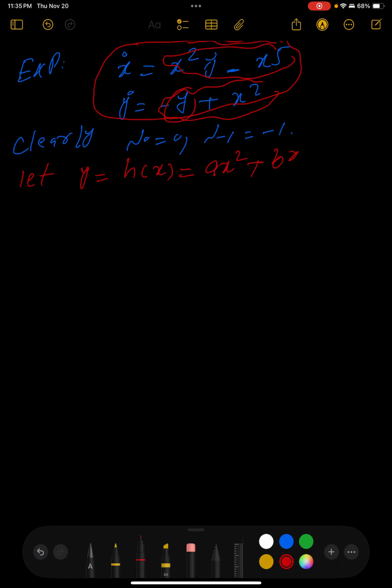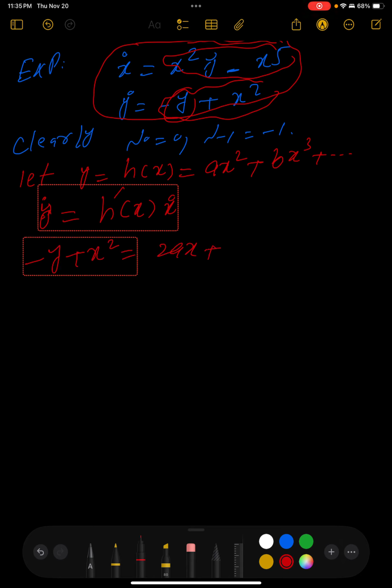Okay, but h of x is what? a x square plus b x cube plus up to so on. Why are we starting from x square? Because if we start from x, it is not going to help us tell the stability. We will start from the non-linear part. So now we take the derivative of y, because y is a function of t, so by chain rule we have h prime of x and x dot. But y dot is defined as minus y plus x square, and h prime of x is 2ax plus 3bx square plus up to so on, and for x dot you can put in the value.